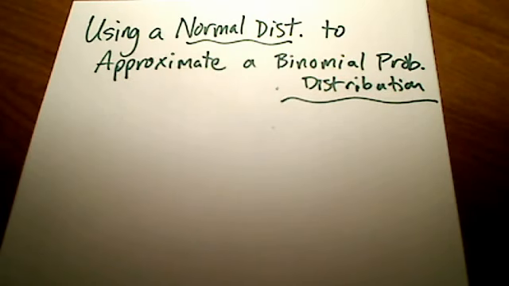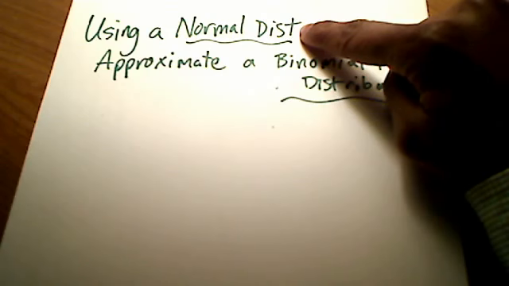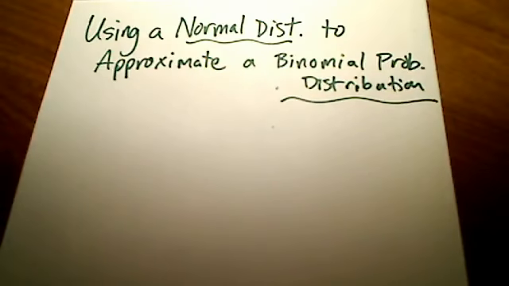Okay, this video is a demonstration, a little discussion on how to use a normal distribution, bell-shaped, right? Bell-shaped distribution to approximate a binomial probability distribution. Now this is kind of strange because I've got two things going on here.